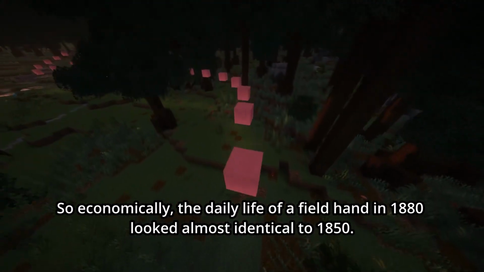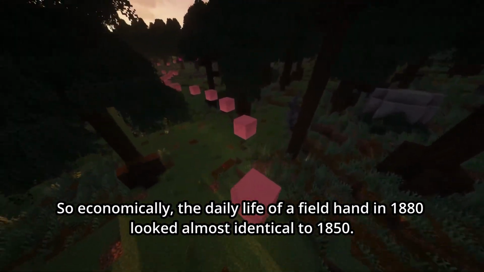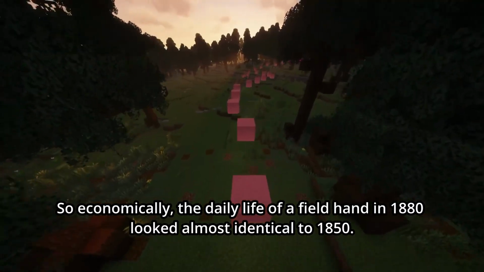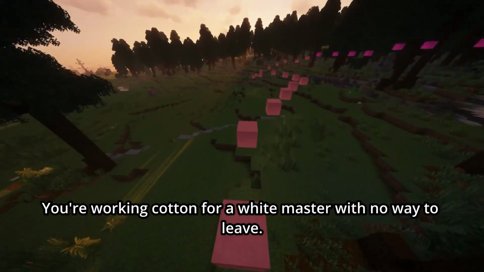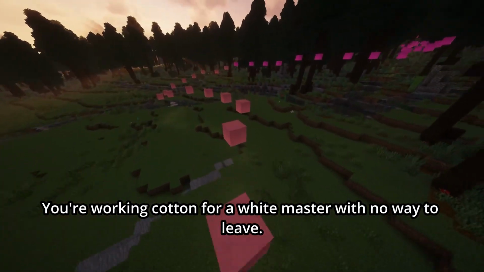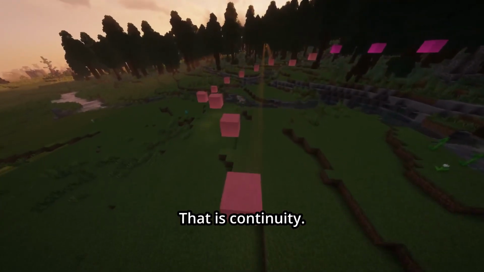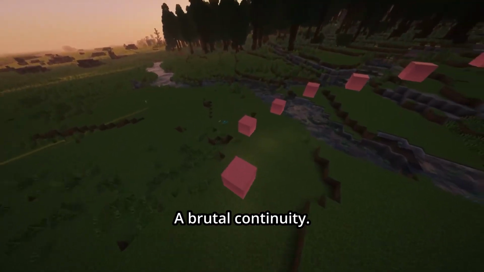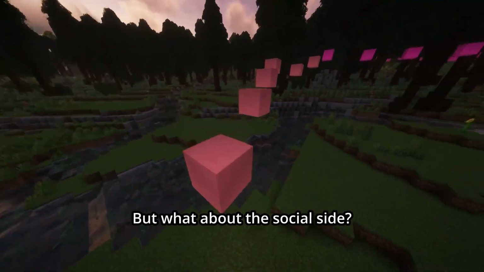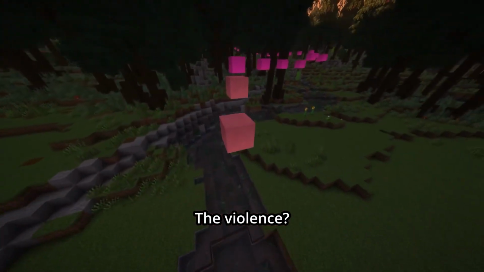So, economically, the daily life of a field hand in 1880 looked almost identical to 1850. You're working cotton for a white master with no way to leave. That is continuity. A brutal continuity. But what about the social side? The violence? That's the enforcement mechanism.